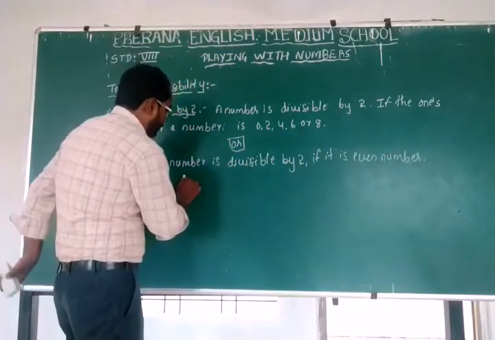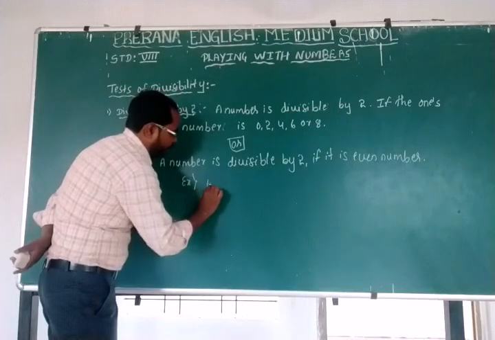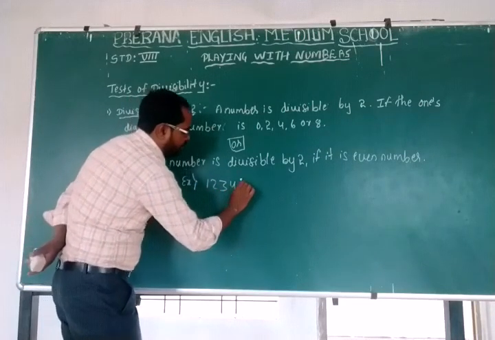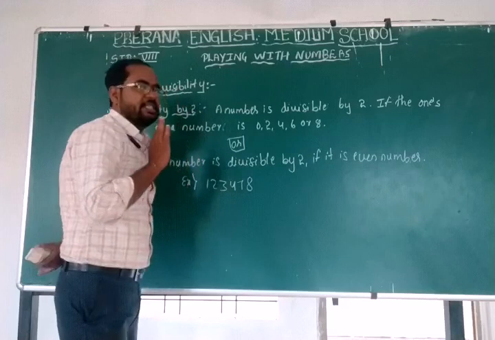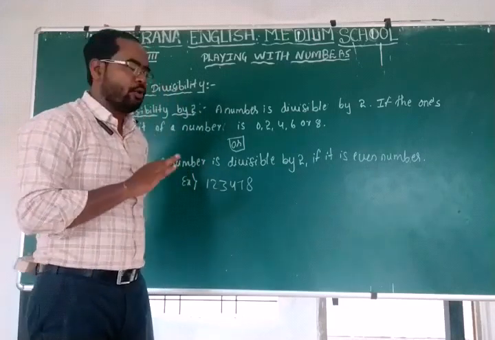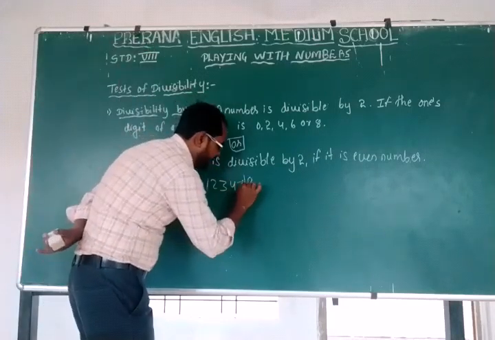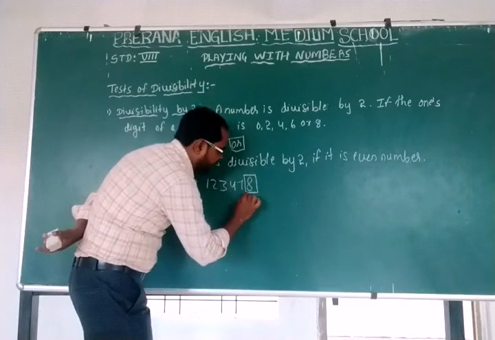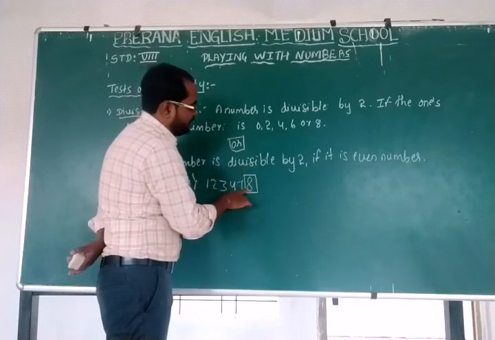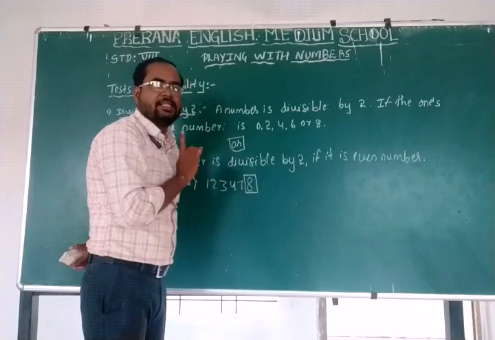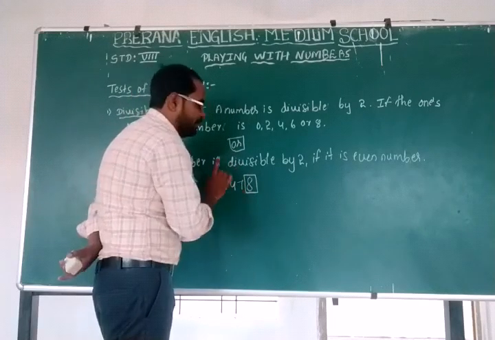For example, I will take the number 123478. Is this number divisible by 2 or not? The only thing I have to check is the units place. In the units place, is it an even digit? Yes, it is an even digit. So it is completely divisible by 2.